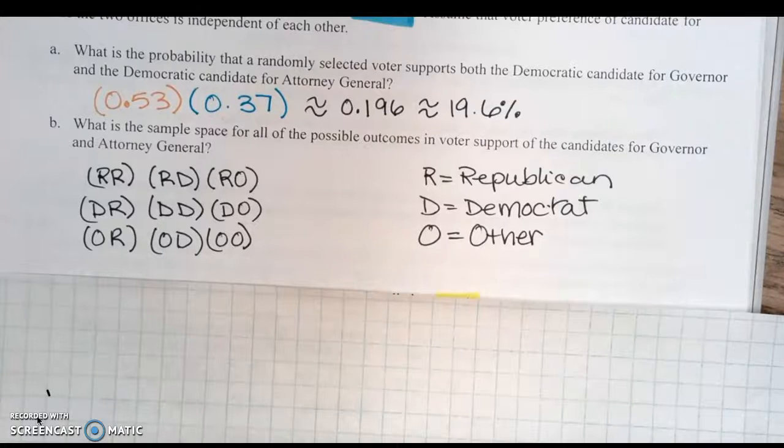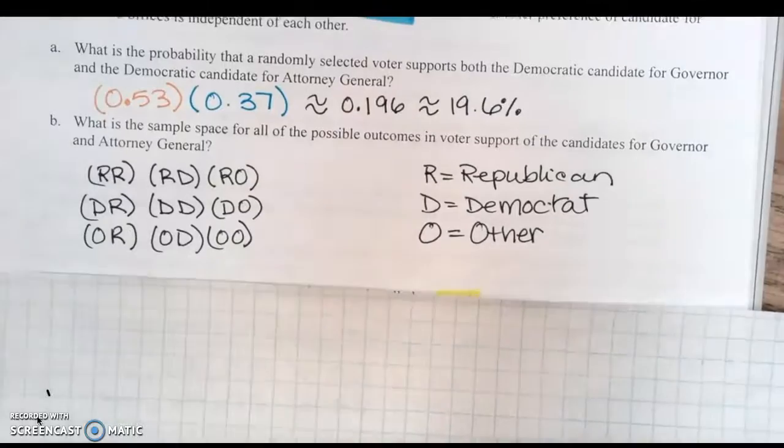So the sample space gives you all the options of how a person could vote. Any questions on part B? Okay.